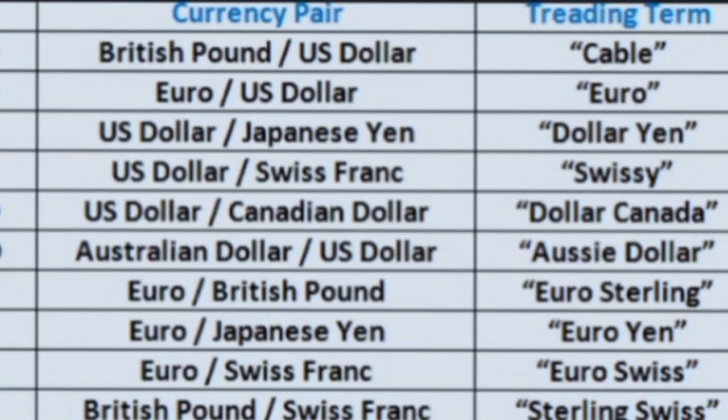We have AUD USD, which is Australian dollar versus US dollar, which is also known as Aussie Dollar. Then we have Euro GBP, which is Euro to British pound, which is known as Euro Sterling. Then we have Euro JPY, which is Euro to Japanese yen, which is Euro Yen. Then we also have Euro CHF, which is Euro versus Swiss franc, which is Euro Swiss. Then we also have GBP CHF, which is Sterling Swiss. So all these are examples of currency pairs.